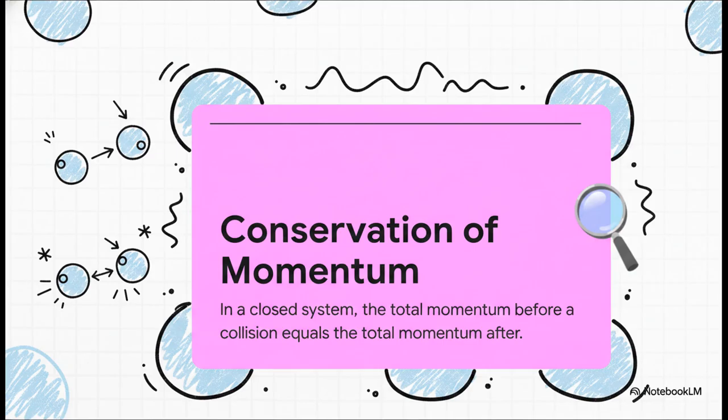But, and this is the cool part, if you could magically add up the momentum of every single one of those moving balls, the grand total would still be zero. The momentum of the system as a whole doesn't change. It's a fundamental rule of the universe.